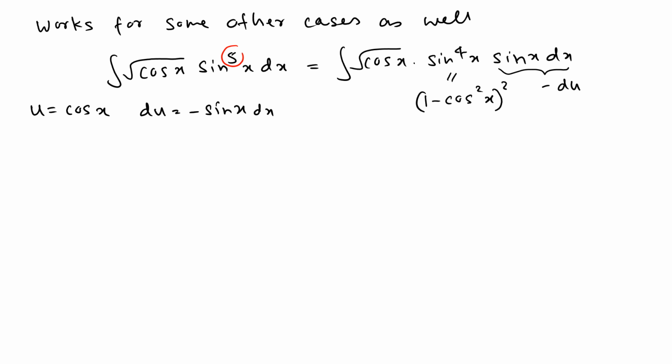So you can substitute for that. We can write it as sine squared. Sine squared is 1 minus cosine squared, but you can write sine 4x as sine squared, squared. So then you can do that. Okay, so that's about that.